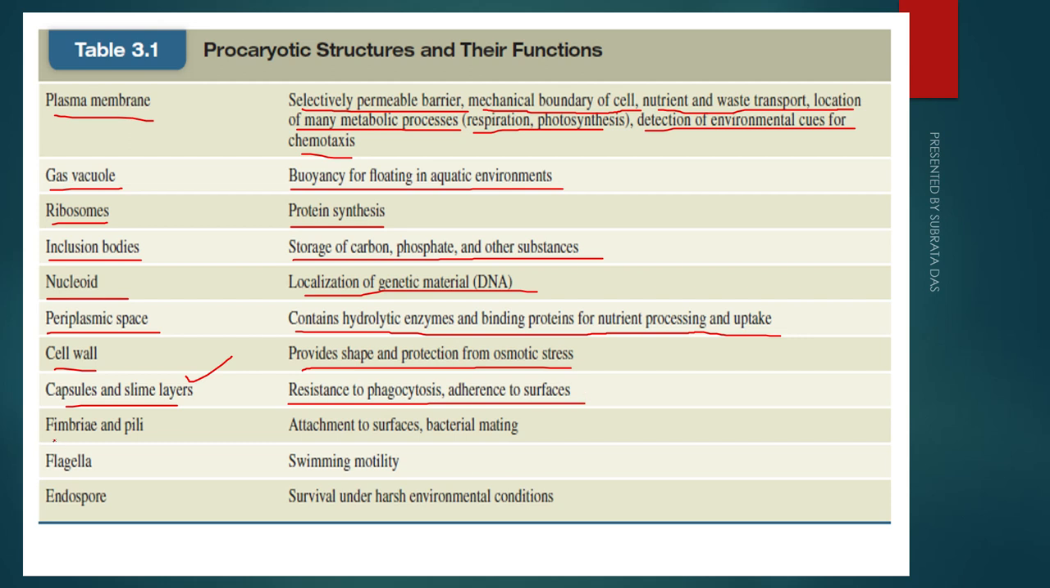Okay, so next one is the fimbriae and pili. So their role is basically attachment to surfaces, that is the role of the fimbriae, and bacterial mating. Pili help in bacterial mating for transfer of genetic material from one cell to another. Okay, so next one is the flagella. Their role is in motility. And last one is the endospore. Their role is survival under harsh environmental conditions. Okay, so these are the roles of bacterial structures and their functions.